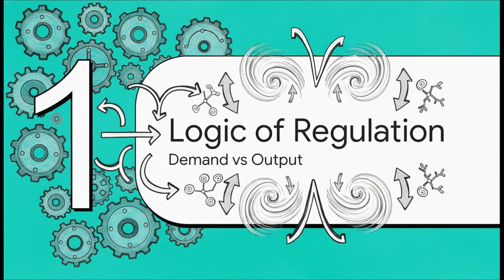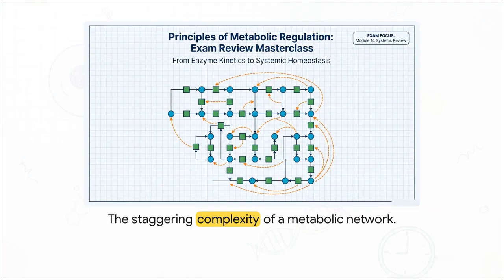Let's get right into it and establish the fundamental logic that governs biological demand versus output. Okay, look at this. At first glance, this network looks incredibly intimidating, like a subway map drawn by a crazy person. It's a massive web of interconnected pathways, loops, and cycles. But here's the thing. This massive web operates under incredibly strict logical rules that we are about to untangle. It's not random chaos at all. It's a beautifully choreographed system.